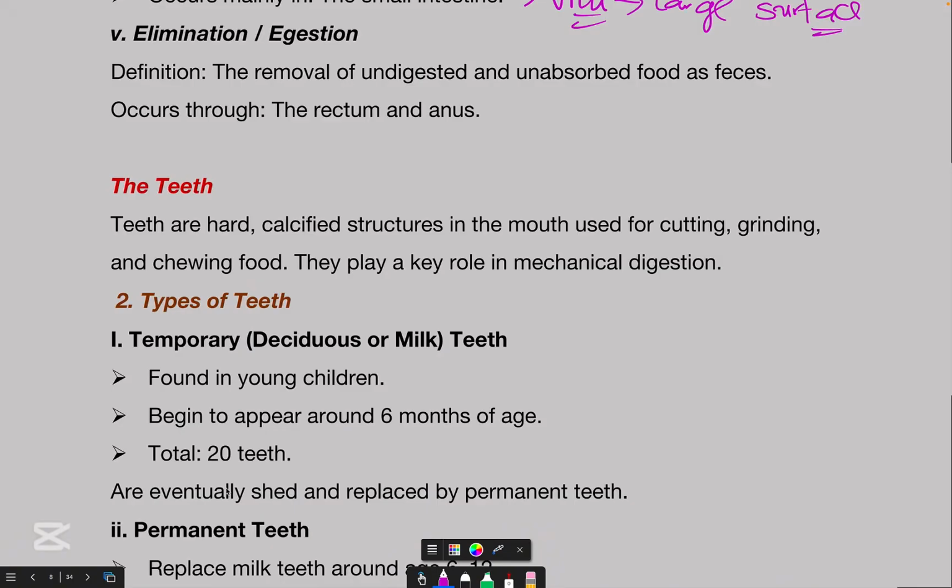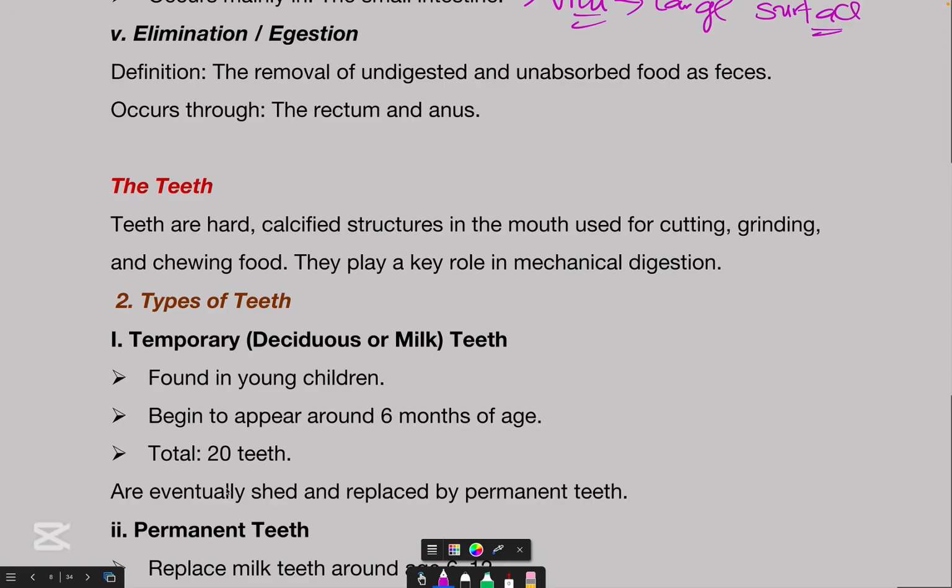The teeth are hard, calcified structures used for cutting, grinding, and chewing food. Everybody knows what the teeth are. They play a role in mechanical digestion. When we talk about chewing, what plays a bigger role is our teeth.